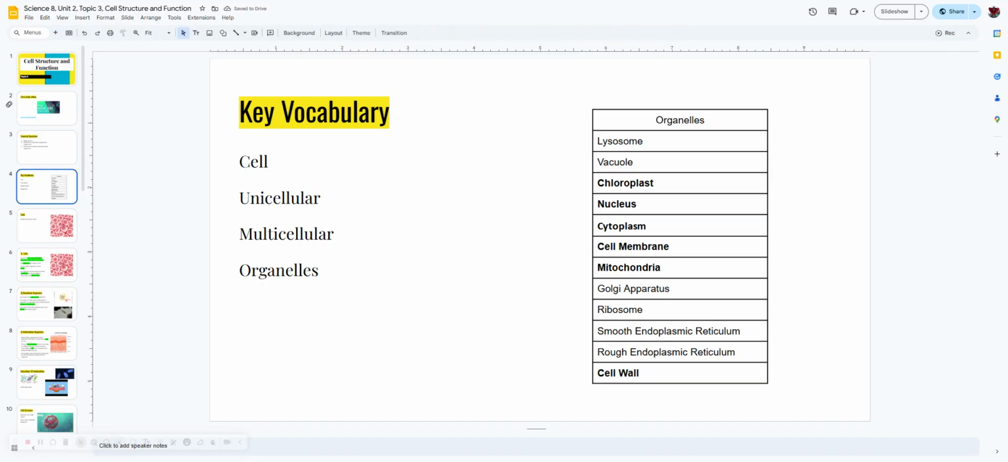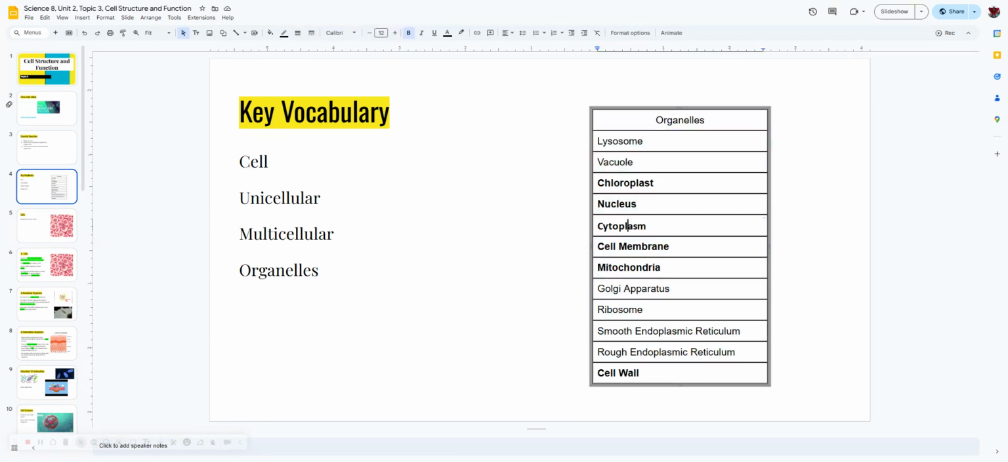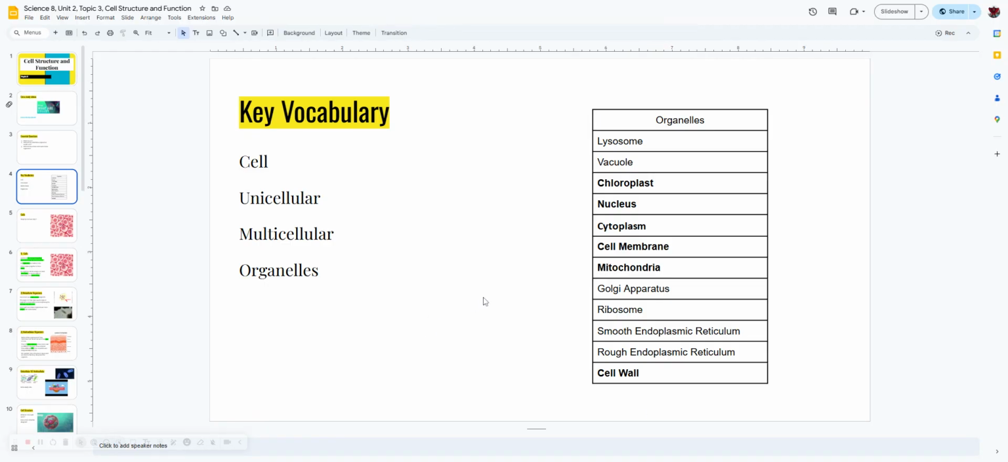When you progress through your science career, grade 9, grade 10, etc., you're going to need to know all of these for sure, okay? But for this year, those 6 that I just bolded, those are the most important ones that we want to have a good understanding of.